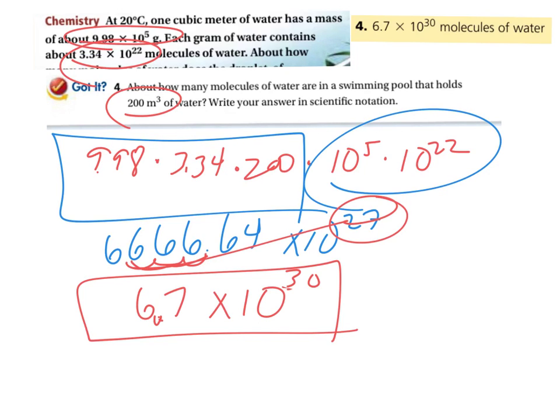So there you go. And again, think about how many zeros that really is. There are 29 zeros behind this, heading out this way. That's a lot of zeros.